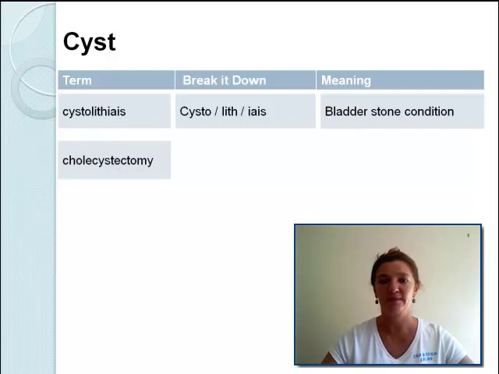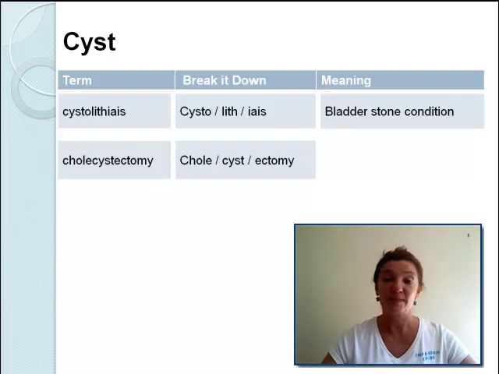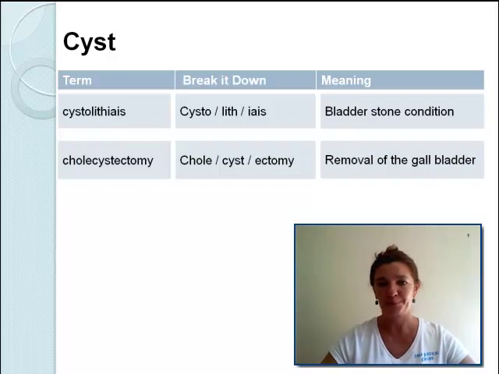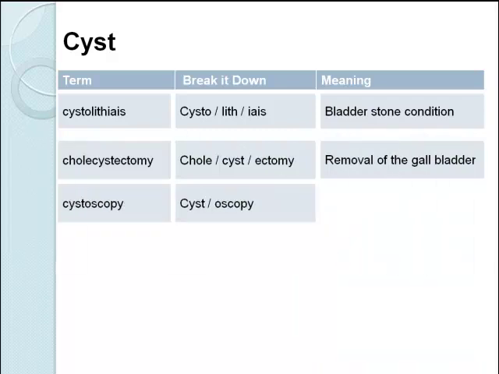Cholecystectomy. Chole, break, cyst, break, ectomy. Ectomy is removal of, and cholecyst refers to the gall bladder. A cystoscopy. Break it down. Oscopy is a visual examination with that lighted instrument to look at the bladder.